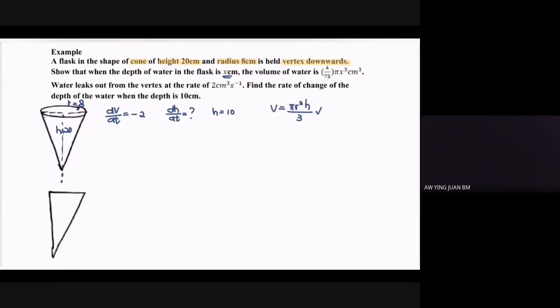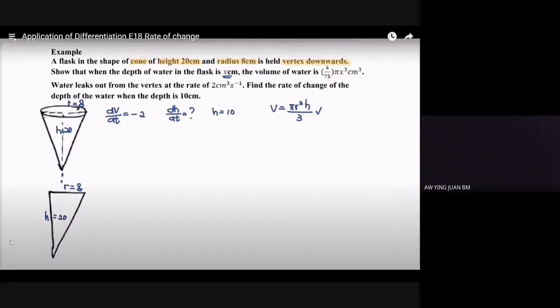So here we have the H and R. So previously, the H is equals to 20 and the R is equals to 8. So kindly make use of the ratio. Here we have R over H, which is equals to 8 over 20. Kindly simplify.